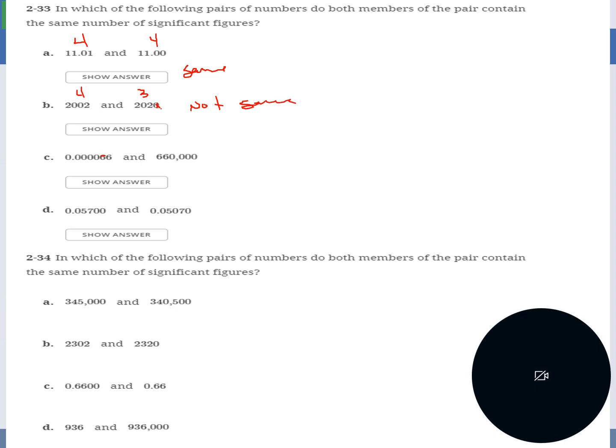Leading zeros never count, so there's only 2 in this one. This one doesn't have a decimal. These trailing zeros don't count, so there's 2 and 2, so it's the same. Leading zeros don't count. These ones trailing after the decimal do, so there's 4 in this one. Leading zeros don't count. This one's sandwiched, and this one's trailing afterwards, so that one also has 4. It's the same.